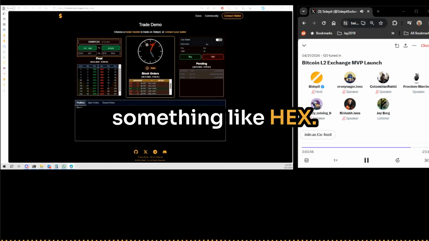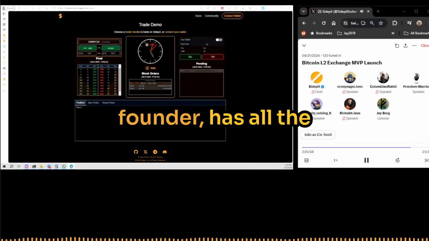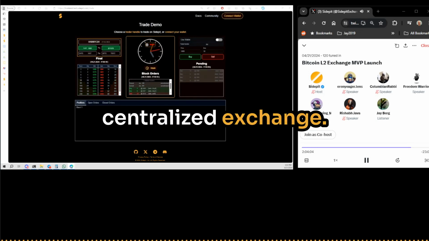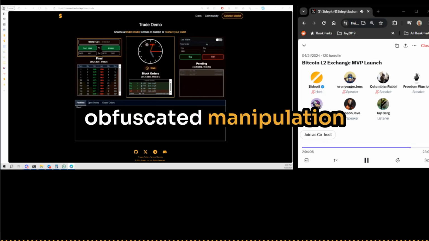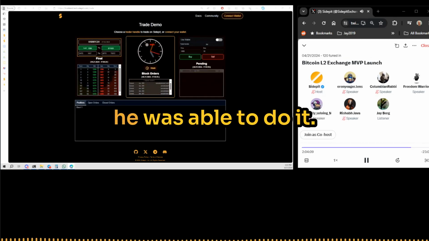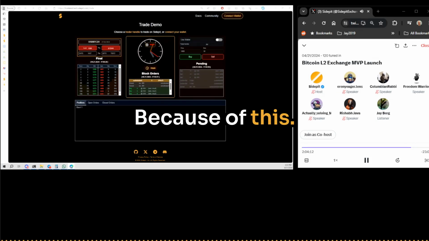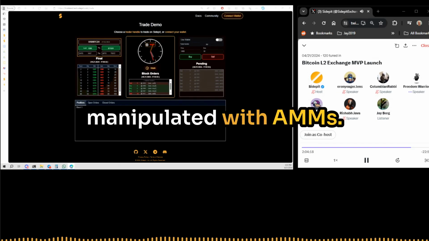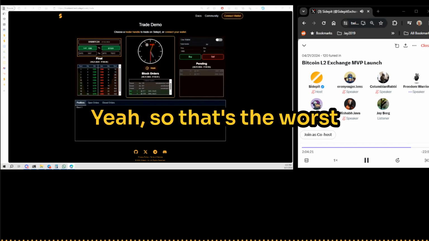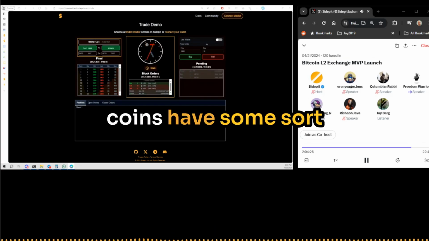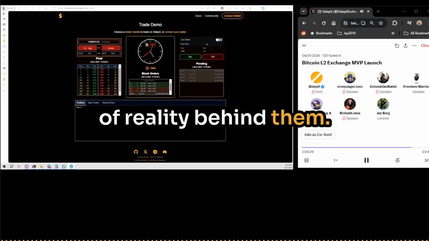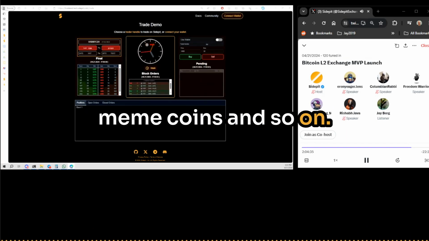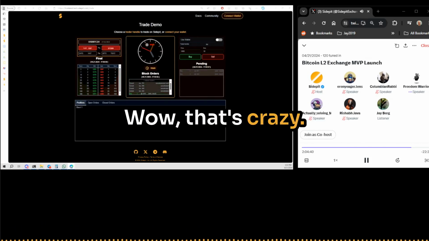And you get something like Hex, with a brilliant founder, that has all the volume on AMMs and no volume on centralized exchanges. And it's the most obfuscated manipulation in the history of financial markets, but he was able to do it because of this. The reason why Hex got so big was because it was literally manipulated with AMMs. Holy shit. Yeah, so that's the worst side of it, but most coins have some sort of reality behind them. And if you take it a little less sinister, that's what's happening with the meme coins and Solana. Yeah. Wow, that's crazy.